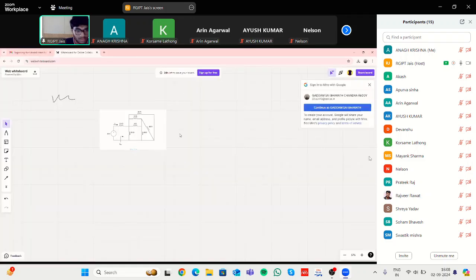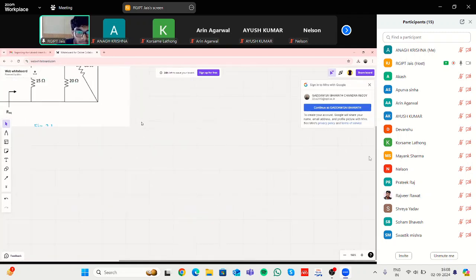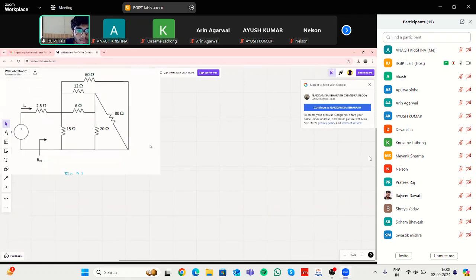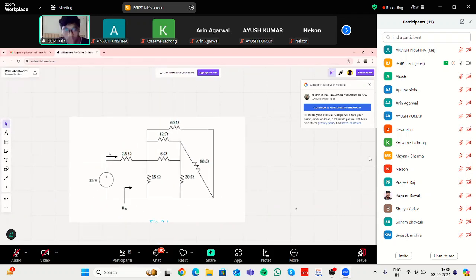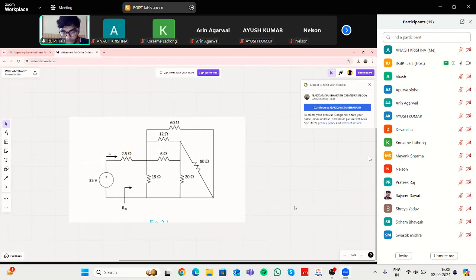Okay. The screen is visible, right? So let us see. We'll solve from the right side. As we can see, the right part of the circuit is a bit complicated, so we'll start from the right side.